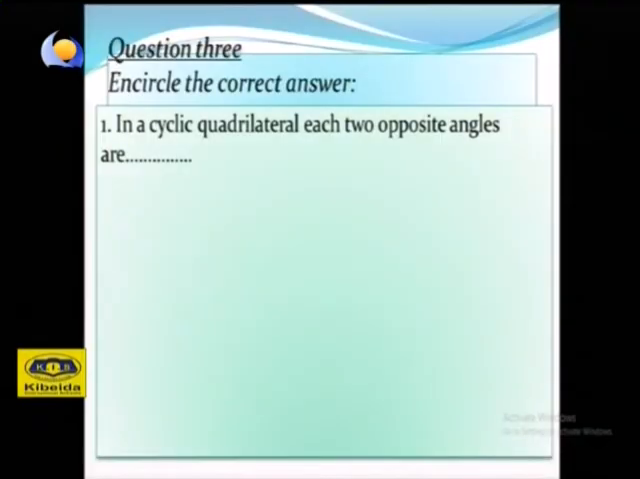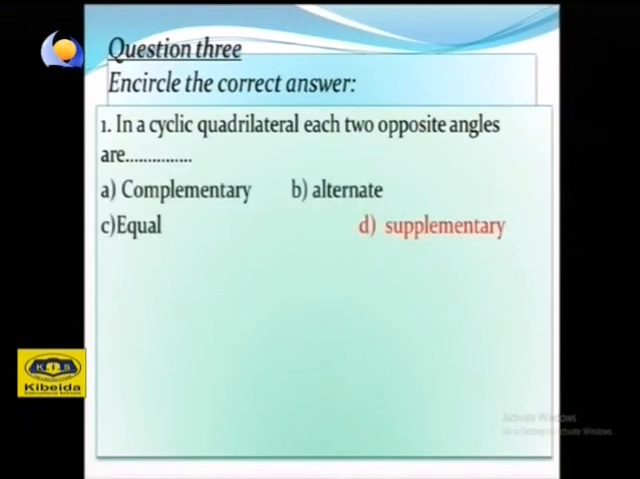In a cyclic quadrilateral, each 2 opposite angles are... We all know that each 2 opposite angles are supplementary. What do we mean by supplementary? Supplementary means the sum is equal to 180 degrees.